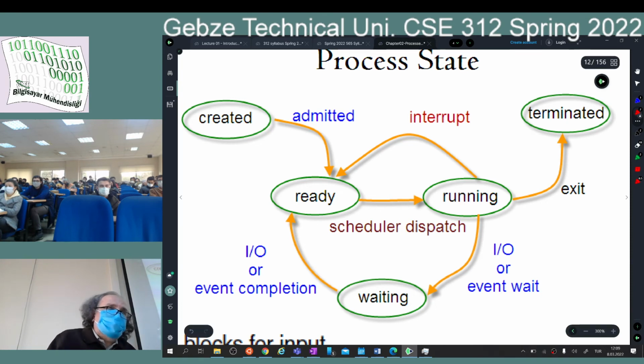I am in the ready queue now because I can continue whenever the CPU is available. Okay, so I/O or event completion. Whenever it is done, the operating system changes my state.